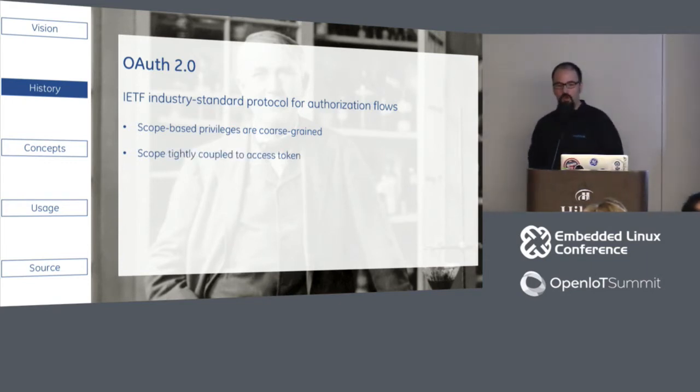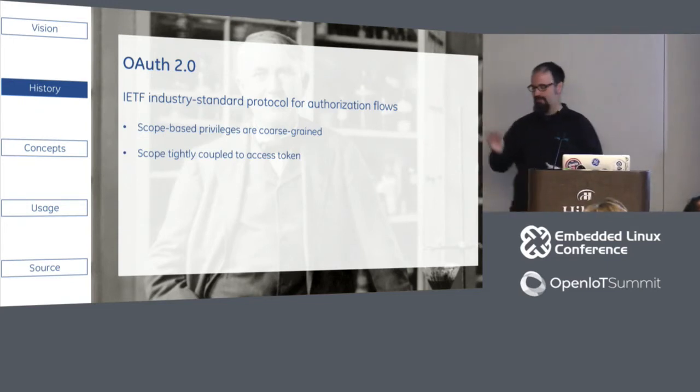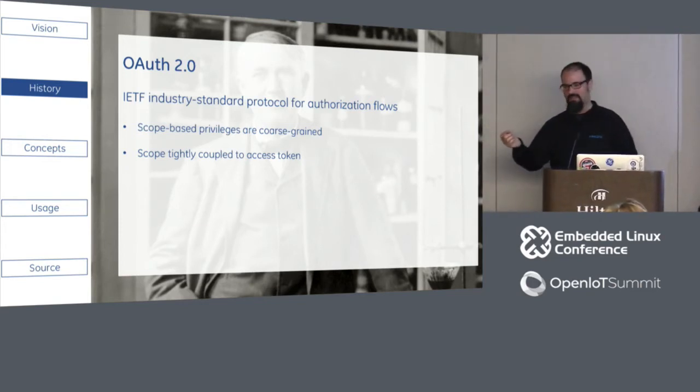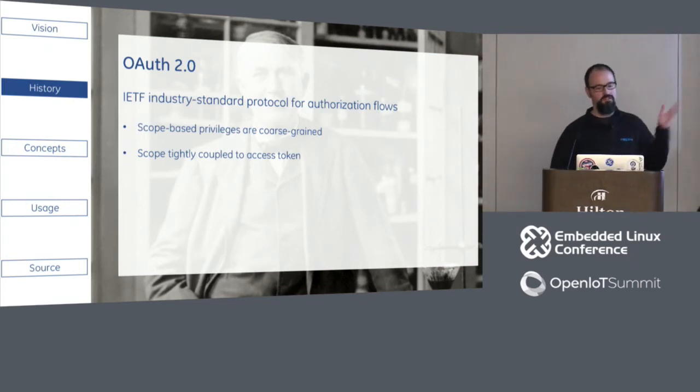The other thing with OAuth is that the scope is tightly coupled to that access token. So, you know, here's my ticket for TriMet that got me here, but if I drop it and someone else picks it up, they're able to make use of that access token. So this works okay with OAuth because it's over a TLS.